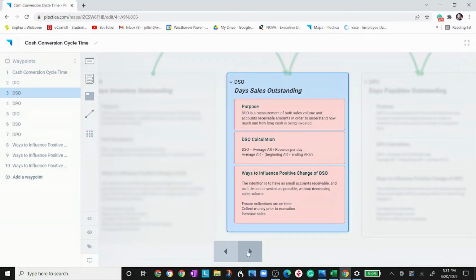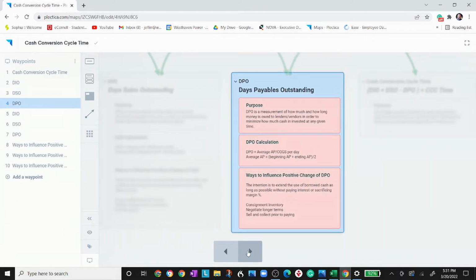Days sales outstanding is a measurement of both sales volume and accounts receivable amounts in order to understand how much and how long cash is being invested. This calculation is average accounts receivable divided by revenue per day.